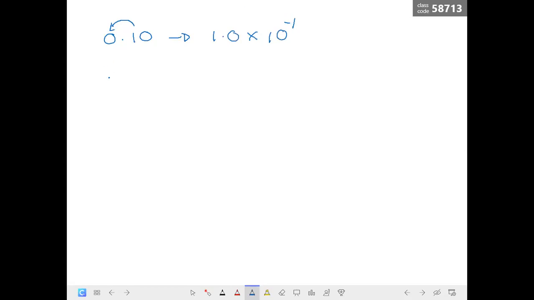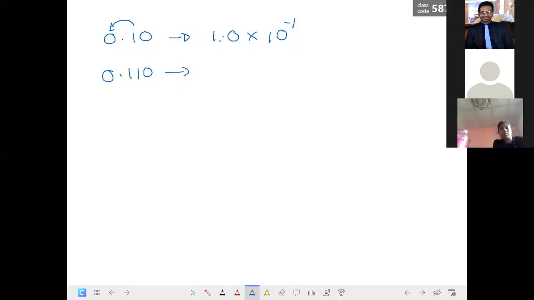If we take an example like this, 0.110, right? To write in the normalized way, what we have to do is keep 1 digit at the left side of the decimal point.